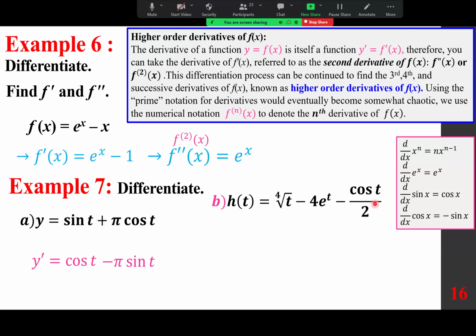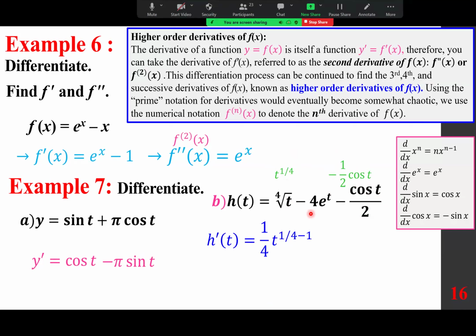This one, you don't have to change it, but I'm going to change it to negative 1/2 cosine t because I want everybody to see it's some number, negative 1/2 or anything else, times cosine t. So in essence, you're differentiating. Starting with that, we are going to write 1/4 sits in front, t to the power of 1/4 minus 1. So that's the first one.